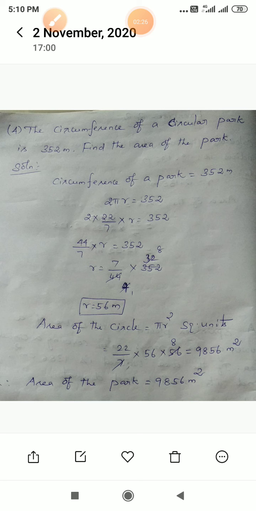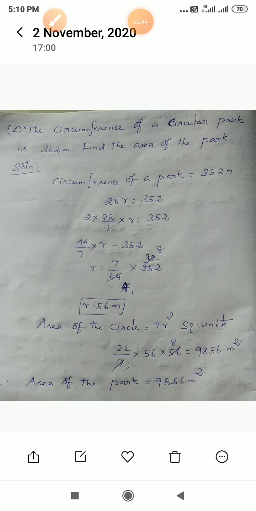Fourth one, the circumference of a circular park is 352 meter. Find the area of the park. Circumference is given and we have to find the area of the park. Both are in circular shape. So circumference of the park is equal to 352 meter.